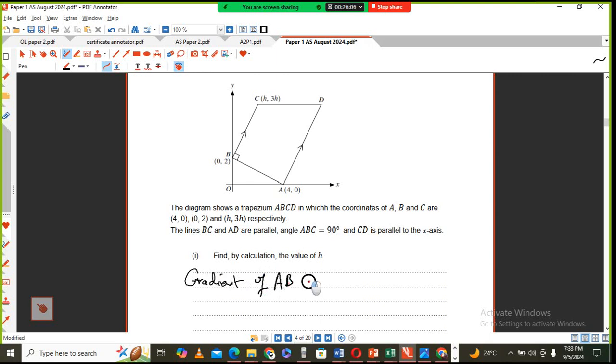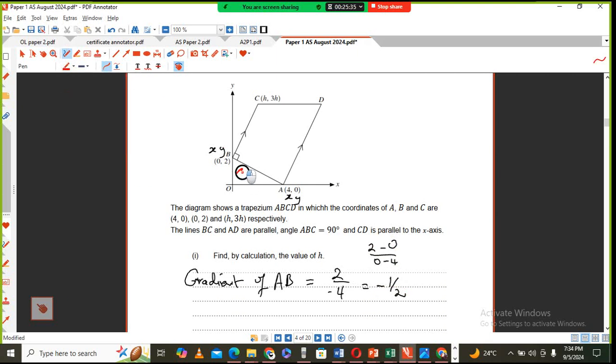You agree? Because we have complete points. That's x, that's y, that's x, that's y, right? So the gradient of this one, I can say 2 take away 0 is 2. 0 take away 4 will be -4. You can try: 2 take away 0 over 0 take away 4. That's what it's going to give you, which is nothing but -1/2.